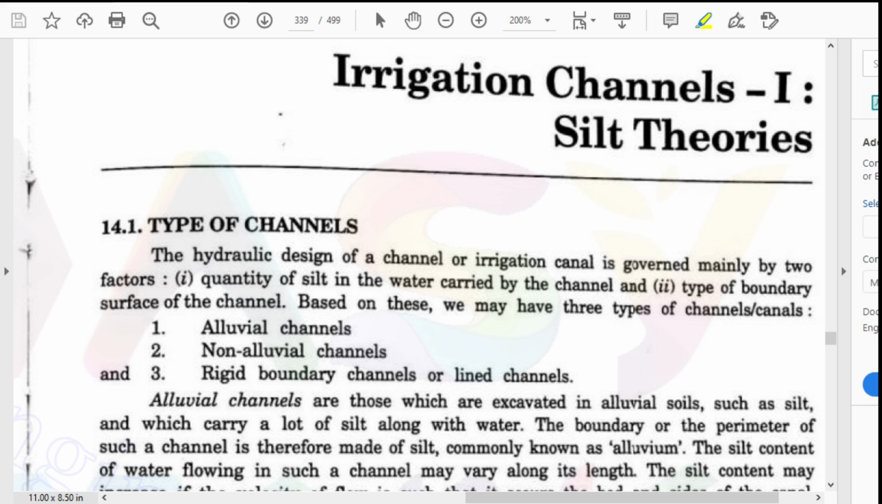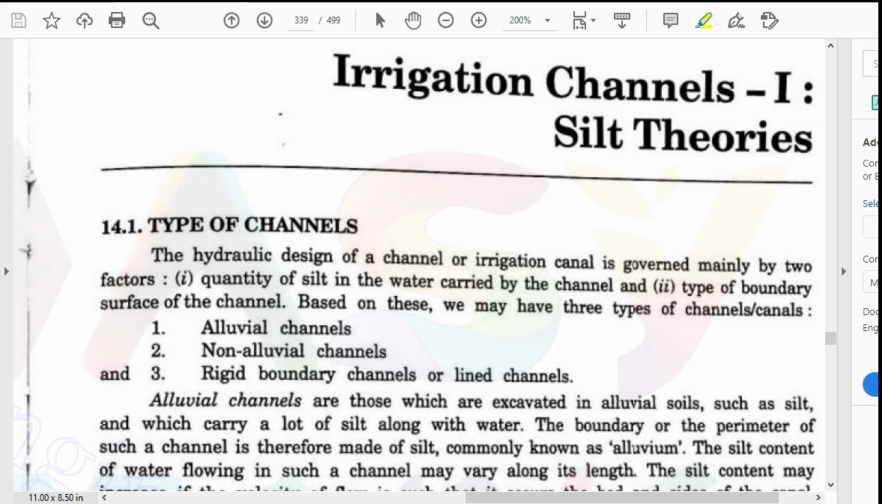ओके, फर्स्ट क्या होता है कि कोई भी रिवर है और कोई भी रिजर्वायर है और उस रिजर्वायर से हम लोग कोई भी कैनाल डाइवर्ट कर रहे हैं इरिगेशन पर्पस के लिए, तो क्या होगा कि उस रिजर्वायर में से सम अमाउंट में जो सिल्ट पार्टिकल्स होंगे, वो कैनाल में आ जाएंगे. ओके, तो उन सिल्ट पार्टिकल्स की क्वांटिटी कितनी है, वो भी हाइड्रोलिक डिजाइन को डिपेंड करता है.